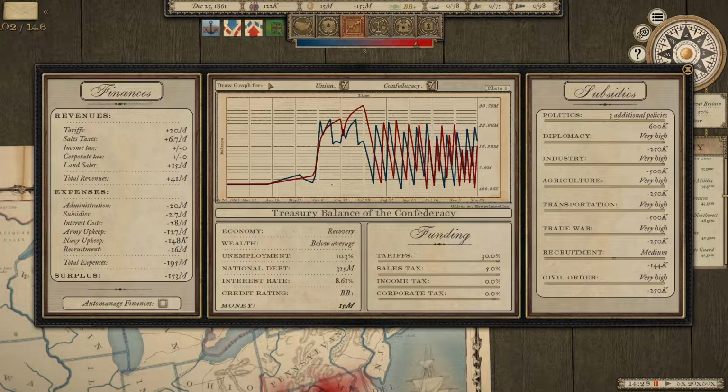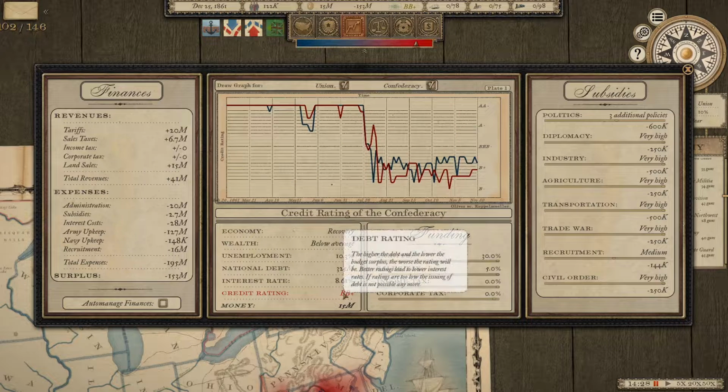It would be great if I knew how the game calculated the credit rating. So you can see down here, this tells you what your current credit rating is. And it gives us a bit of an explanation. The higher the debt and the lower the budget surplus, the worse the rating will be. So this is kind of a debt to deficit ratio. Better ratings lead to lower interest. Yeah, we get all that.